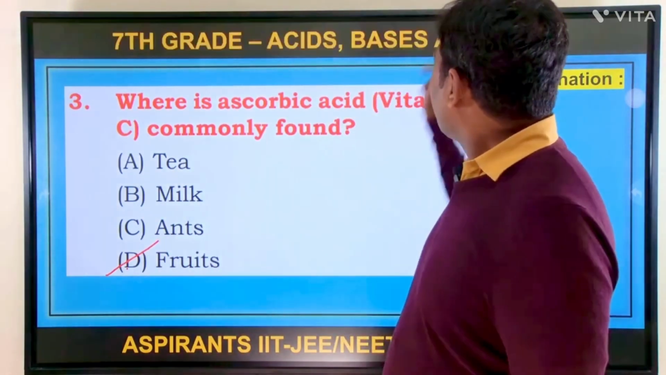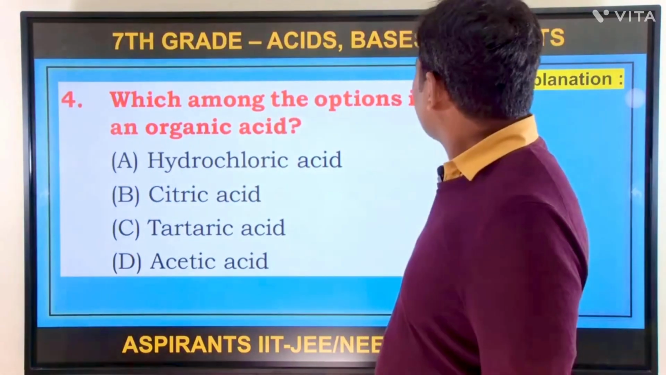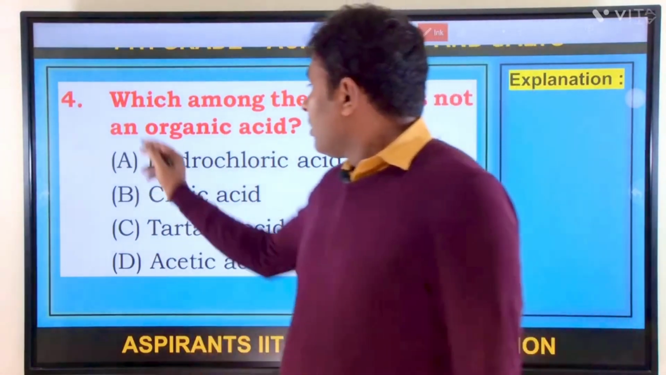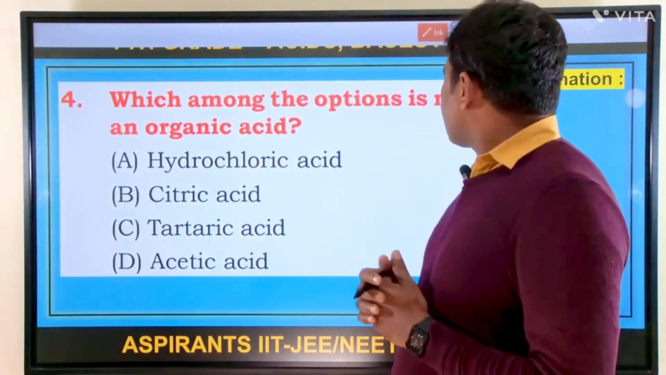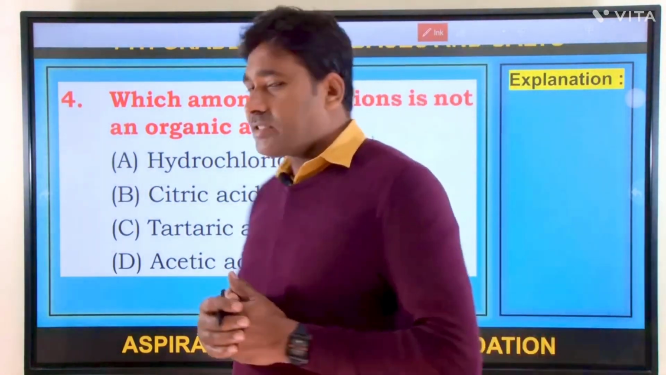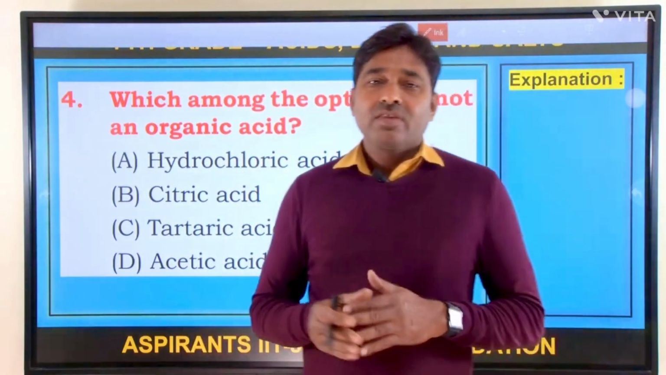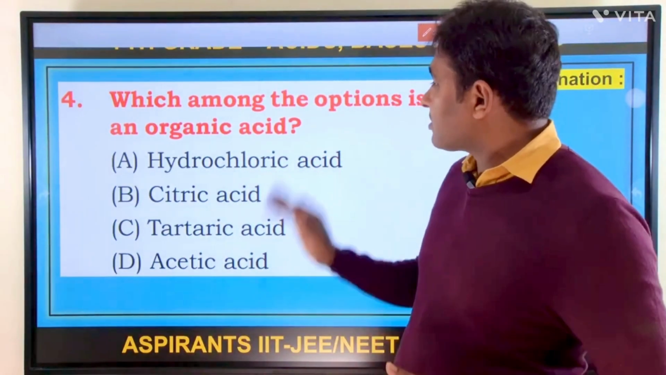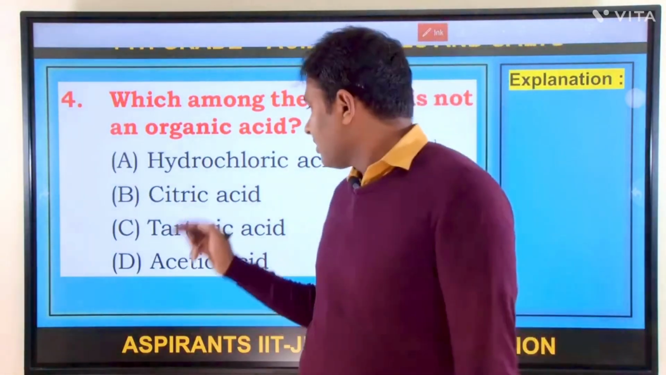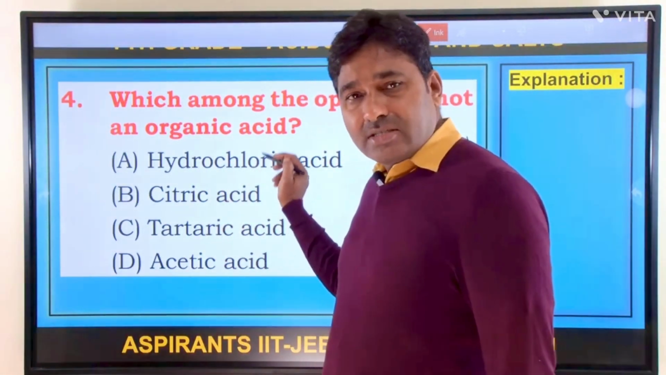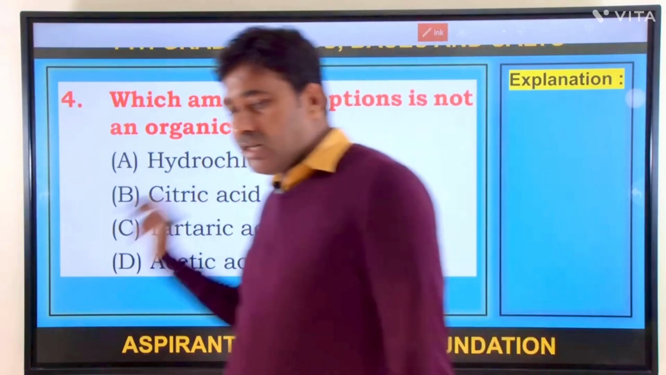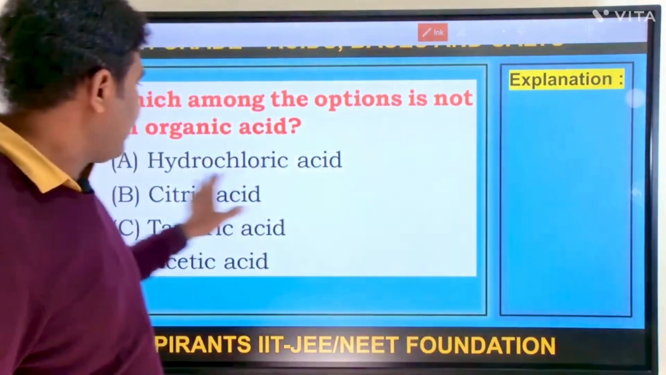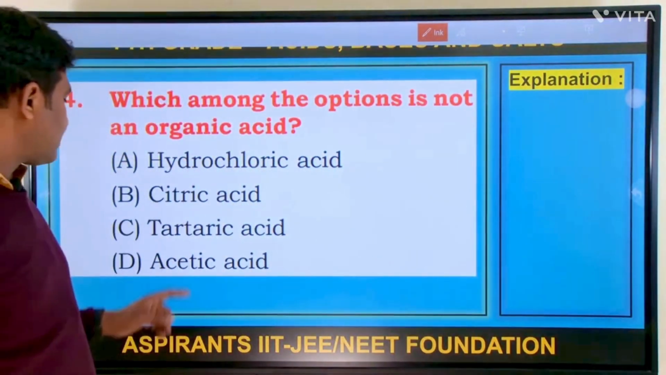Now we go to the fourth question. Which among the options is not an organic acid? Here 4 options are given. We need to find out which one is not an organic acid. Hydrochloric acid is an inorganic acid, a mineral acid. Generally we prepare this acid in the laboratory. This is an inorganic acid.